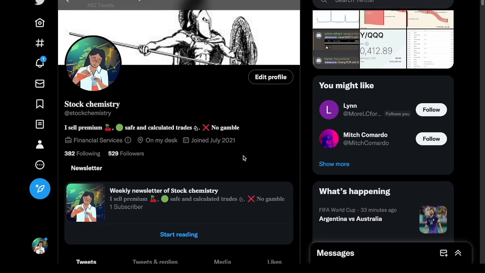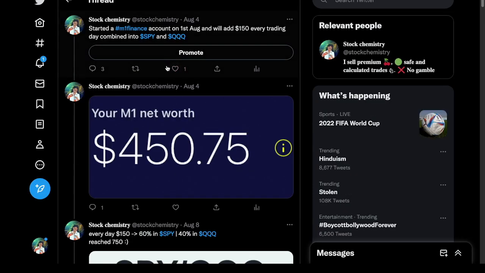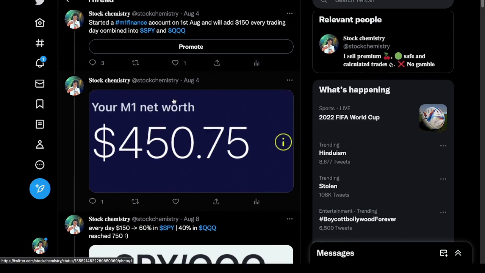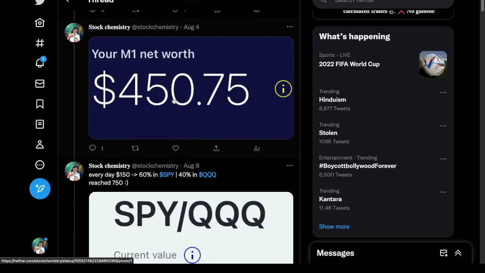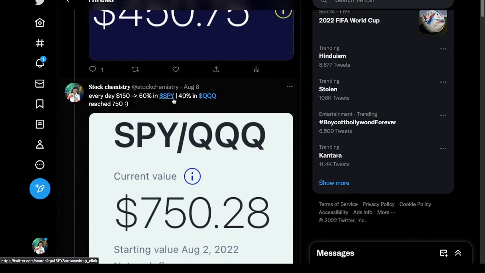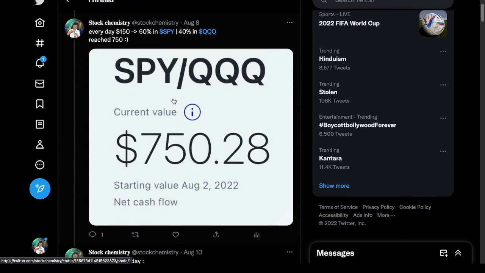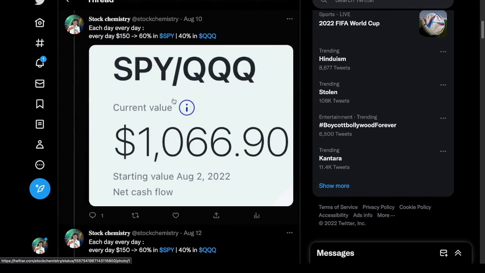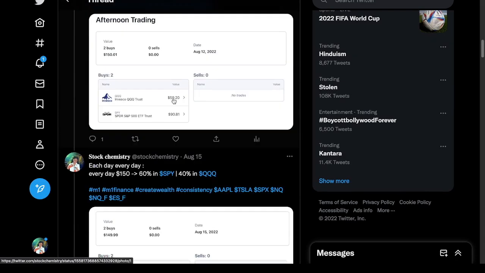If you guys are already following me on Twitter, then you know that on 1st August, I started a new account with M1 Finance, and I started investing $150 every day, 60% of which goes to SPY and 40% of which goes to QQQ. And we have been doing it for now 4 months. So I want to show you what is the progress we made so far.